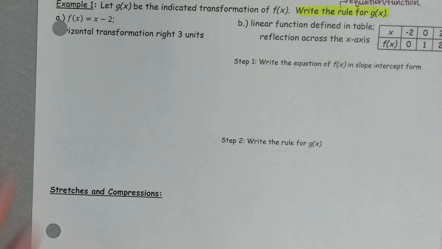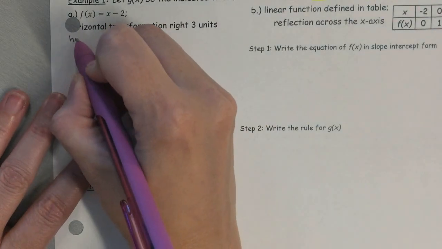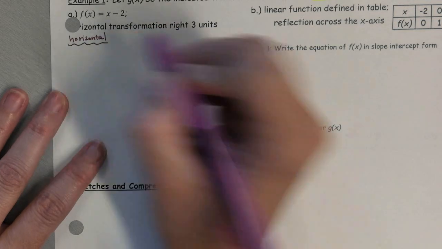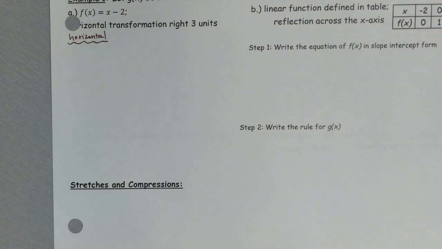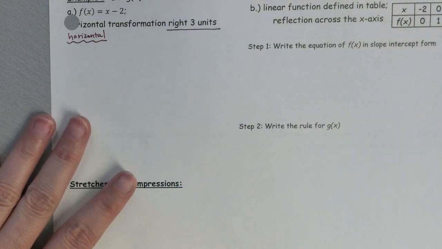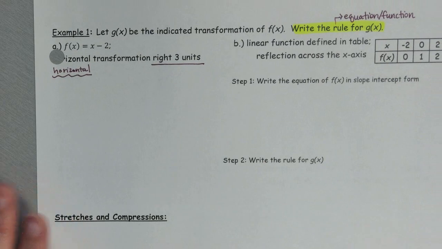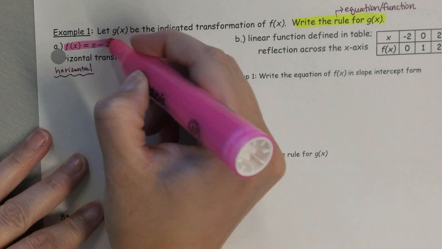It's just going to be a little bit different. So I hole punched these for you guys, so it cut off some of my stuff. So we're going to put that back on there. This is a horizontal transformation that's going right 3 units. You're going to notice I'm going to do a lot of annotating today. So f of x is x minus 2. I'm actually going to highlight that. That's our function.